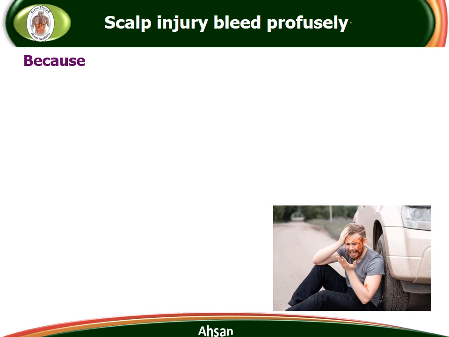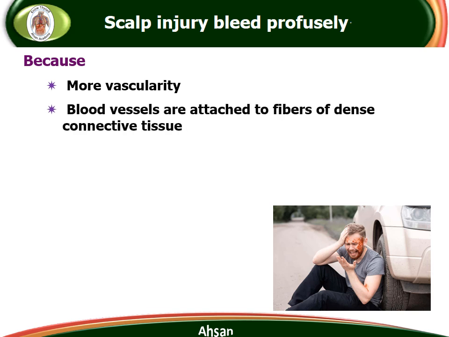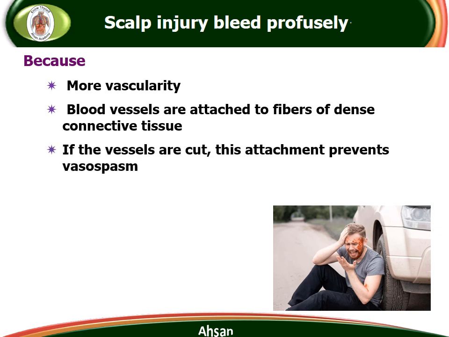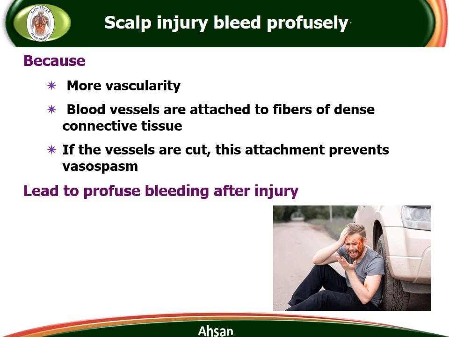Scalp injury causes severe, profuse bleeding. Why? It is very vascular, with blood vessels having numerous anastomoses between them, and the blood vessels are attached to the fibrous septa of the dense connective tissue. So when the blood vessels are cut or injured, this attached fibrous tissue prevents the spasm and contraction of the blood vessels, so there is profuse bleeding from the injury.